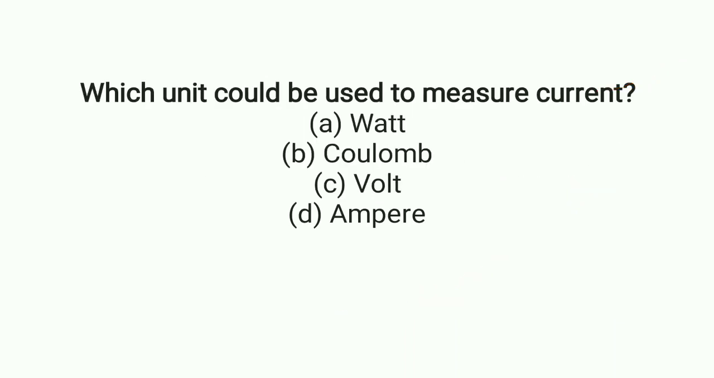Next question. Which unit could be used to measure electric current? Option A watt, option B coulomb, option C volt, option D ampere. So to measure the current we use the unit ampere. The remaining: volt is the unit of potential difference, coulomb is the unit of electric charge, watt is the unit of power.